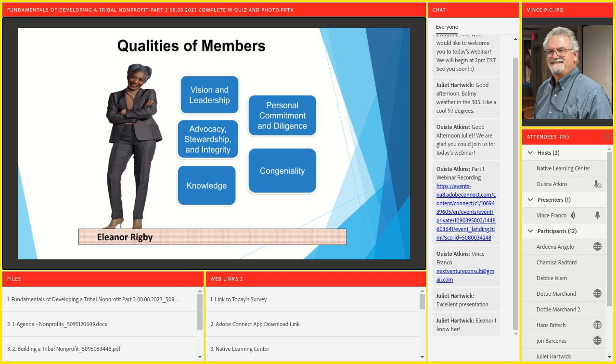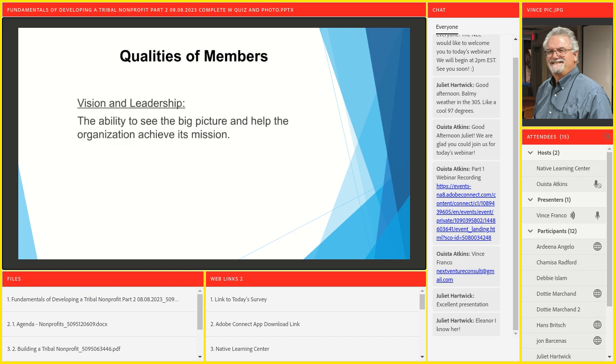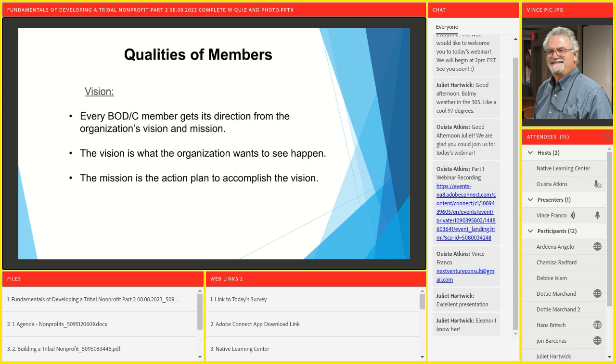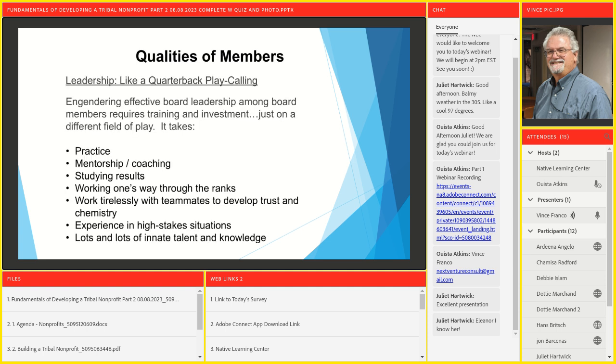These kinds of traits, characteristics, skill sets, vision and leadership, ability to see the big picture. Vision. Every board member needs to get on board with the vision. Not only understand it, but be able to articulate it the way that Eleanor does. Be able to spread the wealth, so to speak, if they have permission from the board. The vision is what the organization wants to see happen. The mission is the action plan to get you there. And they need to understand the difference and be able to articulate that.